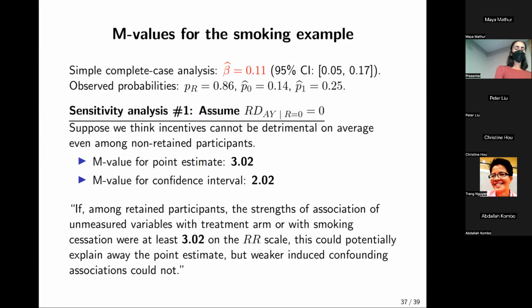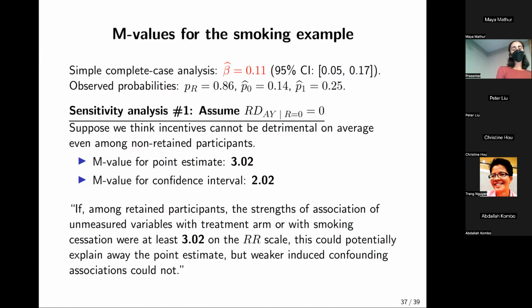So for example, if we did this type of approach with the smoking example, one analysis we might do is to indeed assume that the incentives are not detrimental on average, even among the non-retained participants. So thus setting the sensitivity parameter to 0. And if we do that, we would basically find that the strength of association that unmeasured variables would have to have with treatment arm or with smoking among those who are retained would need to be at least 3 on the risk ratio scale. That could potentially explain away the point estimate.